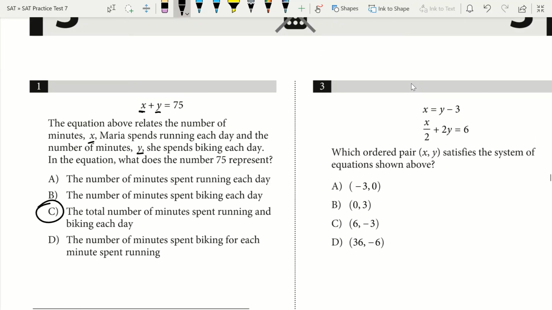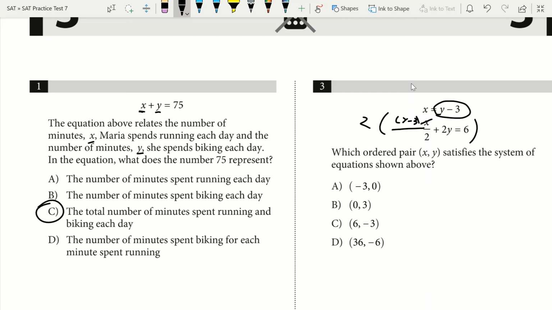Question 3. Which ordered pair x, y satisfies the system of equations shown above? Well, I'm told that x is equal to y minus 3, so I plug in y minus 3 for x. So now I have y minus 3 all over 2 plus 2y equals 6. I'm going to multiply everything here by 2, right?